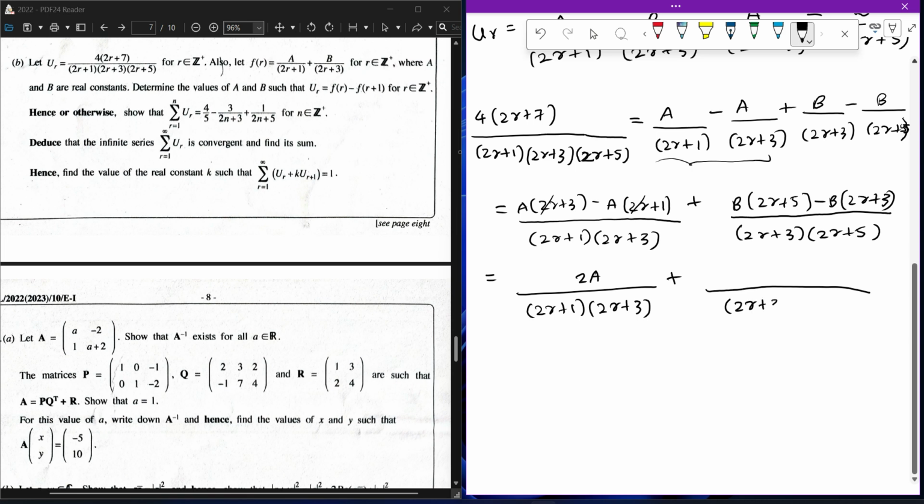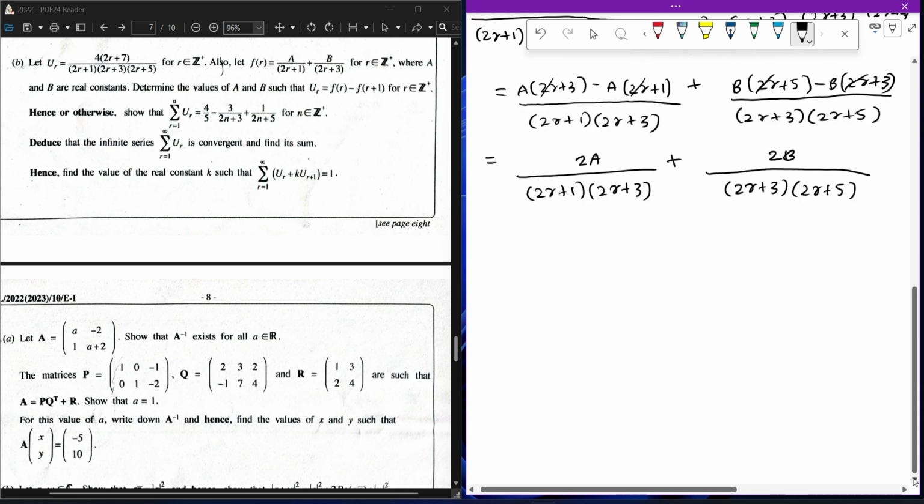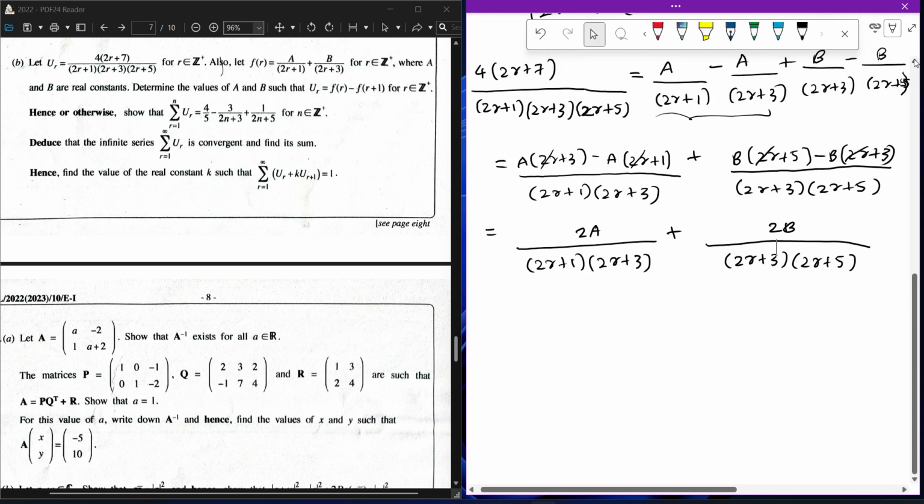Simplify the b here: 2r plus 5, the 2br will cancel off. That means you remain with 5b minus 3b, that will become 2b. So now again, better write this down along with the Ur expression itself, like in the top. We've simplified this whole thing. Now we'll better write this down as for 2r.